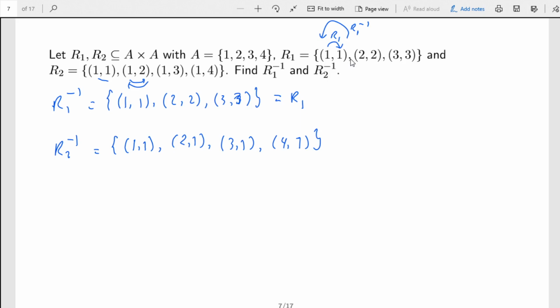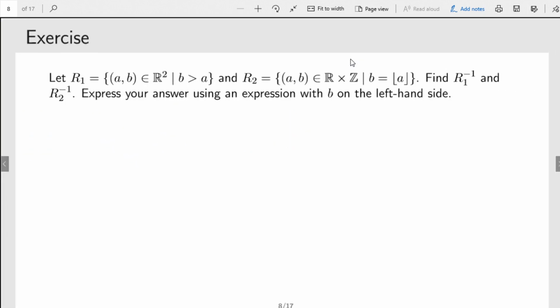Let's do some exercise. You have this relation R1 and R2, where R1 is defined such that B is greater than A, and R2 is defined such that B is equal to the floor of A. The floor of A is the largest integer that is less than or equal to A. Remember, A is a real number, and the floor of A, which is B here, is an integer. So let's do this, and we shall discuss the solution in the next video.